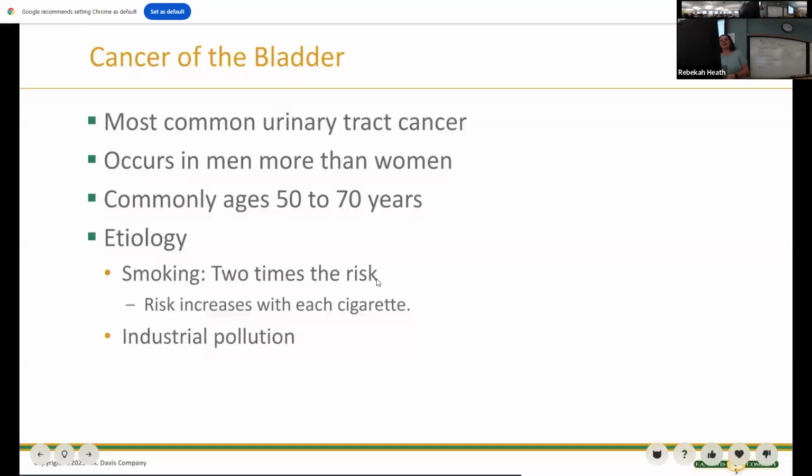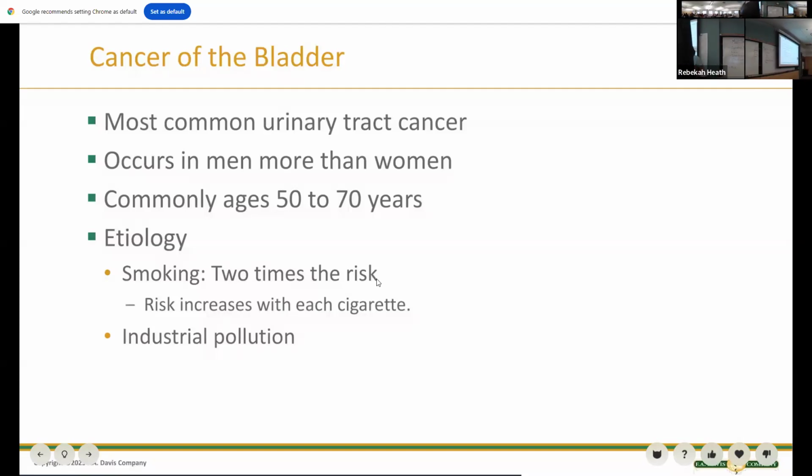Okay, so if we're done talking about stones, we're now going to talk about cancer. The most common of the urinary tract cancers is cancer of the bladder. So we're looking at kidneys, bladder, all that. Bladder is the most common. It occurs, again, more in men than women. Sorry, guys. And usually it's in patients who are 50 to 70, so they're a bit older.